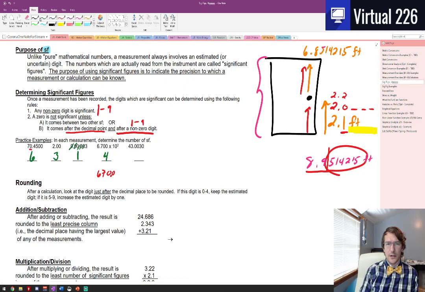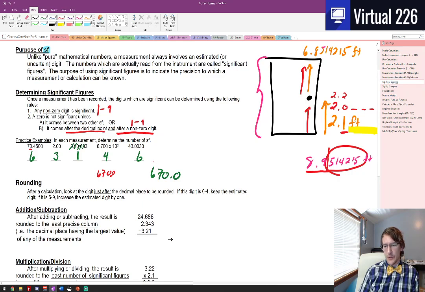For our last one here, we've got 4 and 3, which is good. Then the decimal point and 00. Well, these zeros are sandwiched between the 3s, so they do matter. And the 0 is after the decimal and after a 3, so all of these matter. It's 1, 2, 3, 4, 5, 6. There's 6 there. For this 670.0, this would actually also have 4 sig figs, kind of in a weird way.